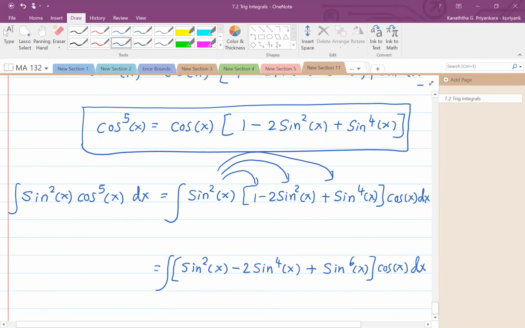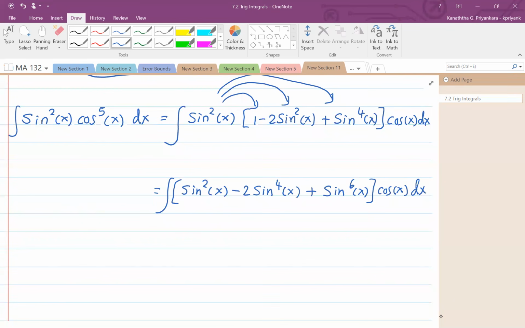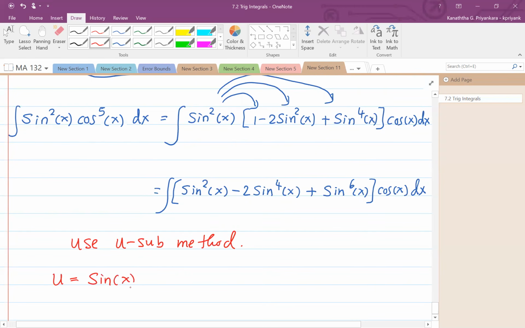So remember, when you see a sine term and cosine, you can directly go with U substitution. So use the U sub method. So we can use u equals sine x. So let u equal sine x. Those are the complex terms we have. That's why we use the sine x term.